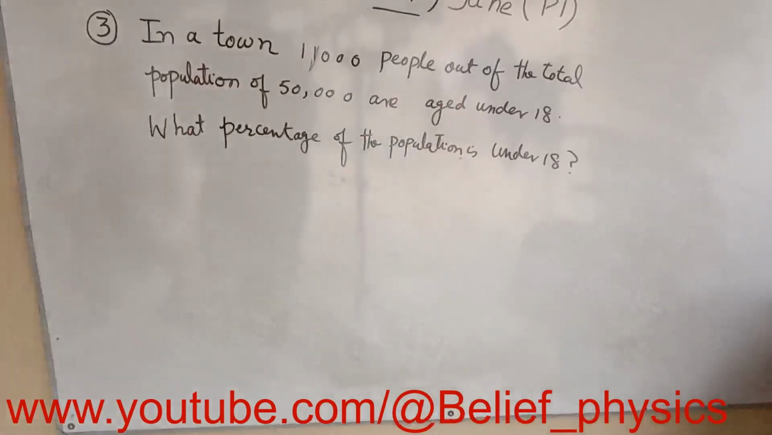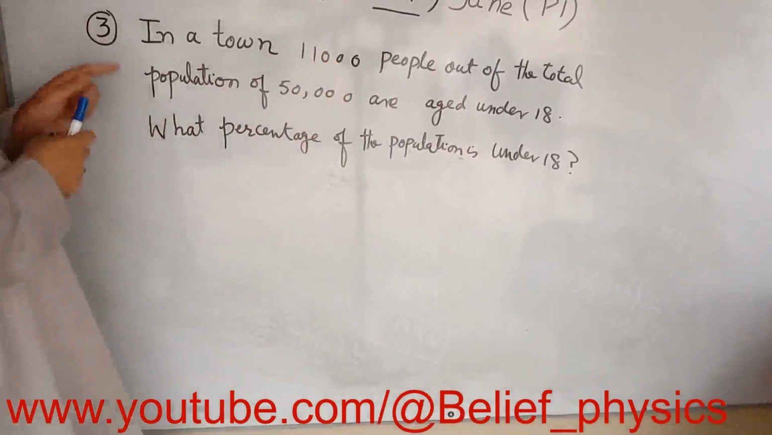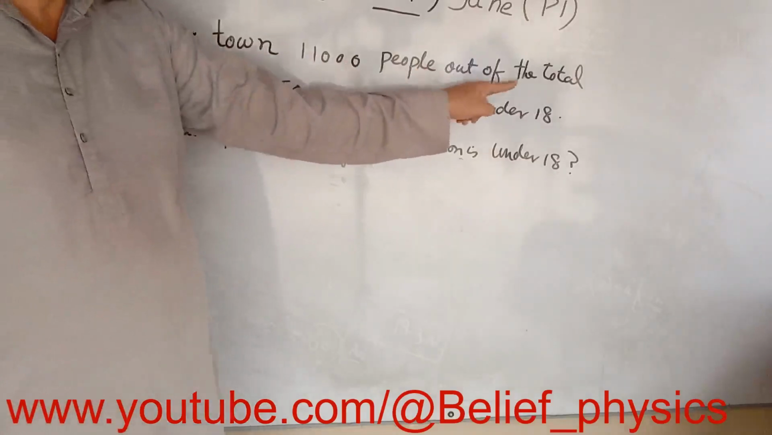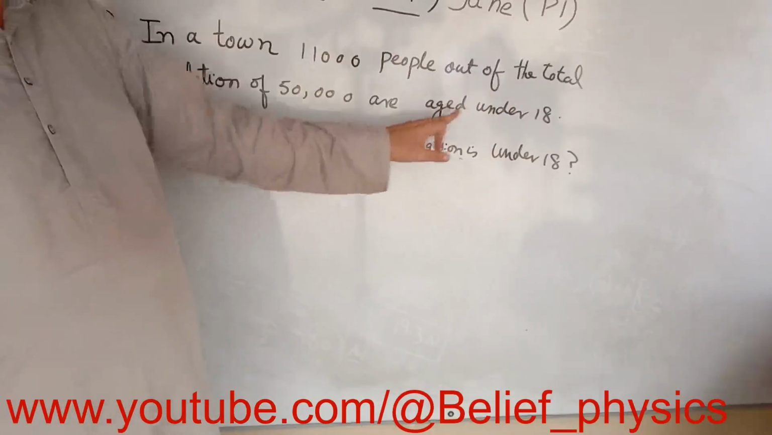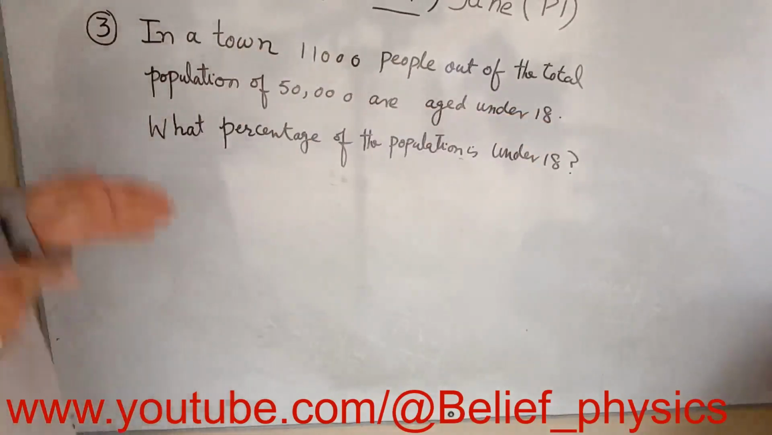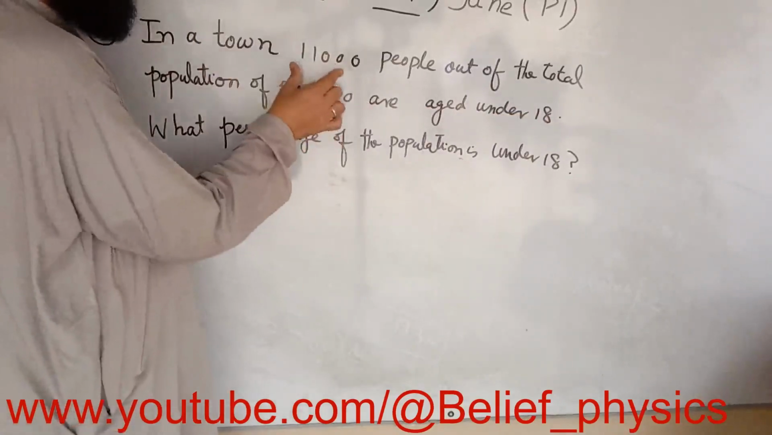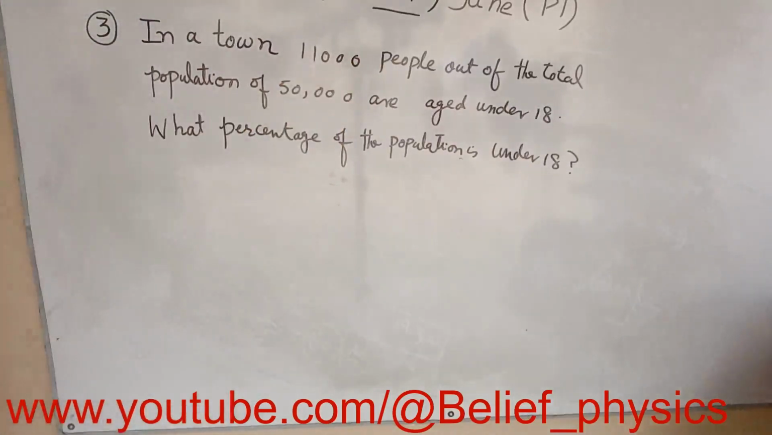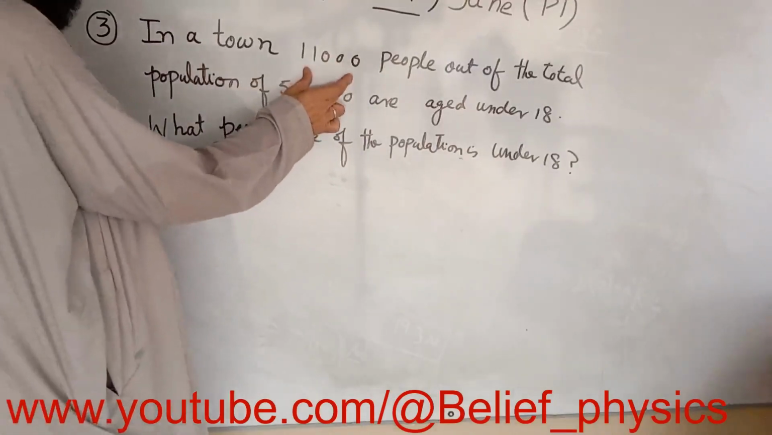Next question is about everyday mathematics, especially percentage. In a town, 11,000 people out of the total population of 50,000 are aged under 18. That is, the total population is 50,000 and the underage population is 11,000. What percentage of the population is under 18? We have to find what percentage of 50,000 is 11,000.